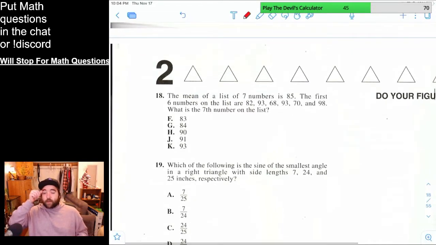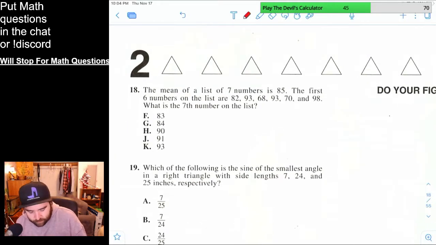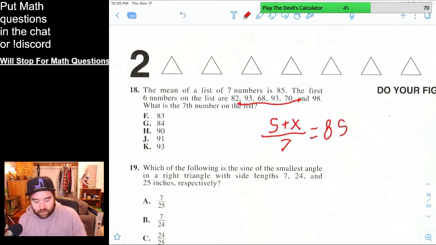All right, so now the mean of a list of 7 numbers is 85. The first 6 numbers on the list are those. What is the 7th number on the list? Okay, so this is a calculator problem. I'll just set up an equation first: we add all of those numbers together, I'll call that the sum, and if I add that to that 7th number and then divide by 7, that will get me the mean, which is 85.